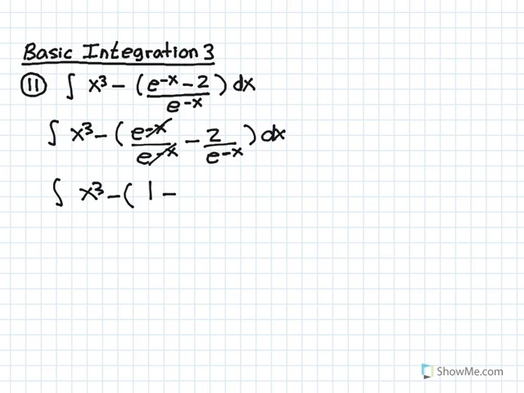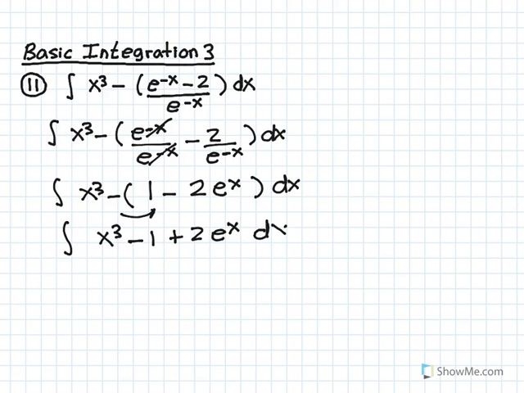We get 1 minus 2 e to the x. Bring e to the minus x to the top. That becomes e to the x. And now let's simplify a bit further: x cubed minus 1, distributing the minus 1, plus 2 e to the x dx. And split up the integrals. Integral x cubed dx minus integral 1 dx plus integral 2 e to the x dx.